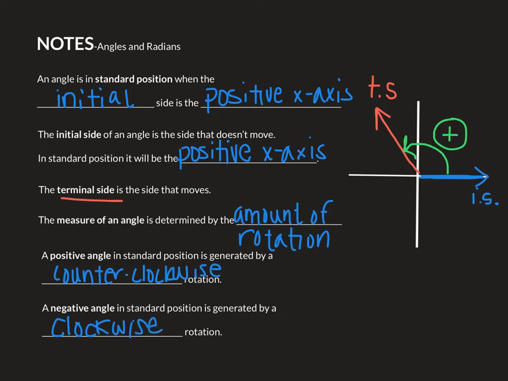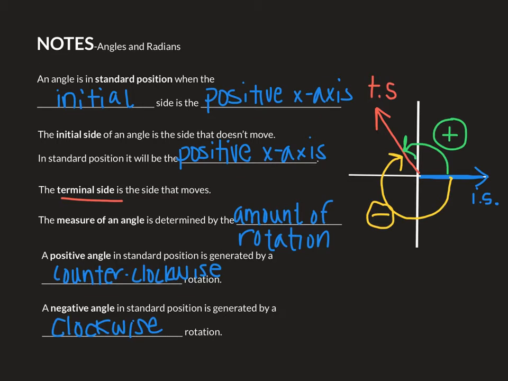A clockwise rotation. What it looks like is it starts in this initial side and it rotates clockwise. And so this would be an example of a negative angle. Okay, so we have an initial side, that's the side that's on the positive x-axis. We have a terminal side, that's the side where the angle ends.